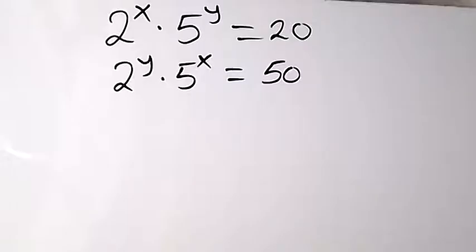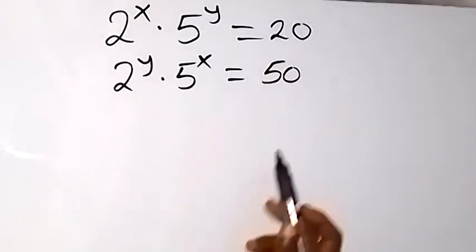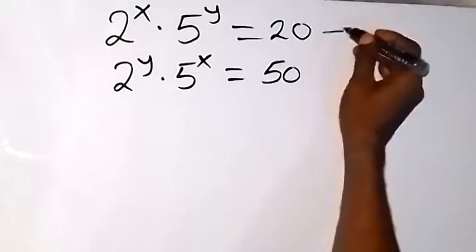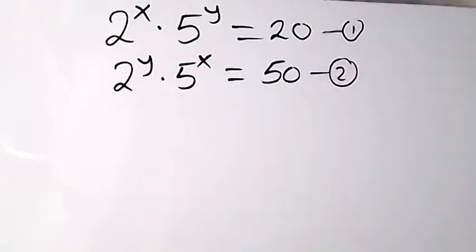Here we want to solve this system of equations and find the value of x and y in 2 raised to power x times 5 raised to power y equals 20, and 2 raised to power y times 5 raised to power x equals 50. So let's label this as equation 1 and this as equation 2.